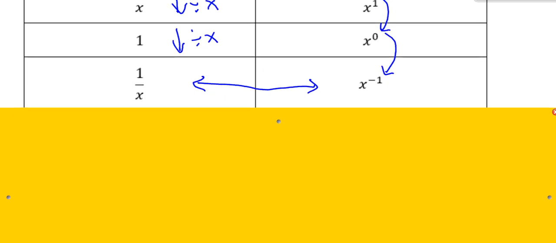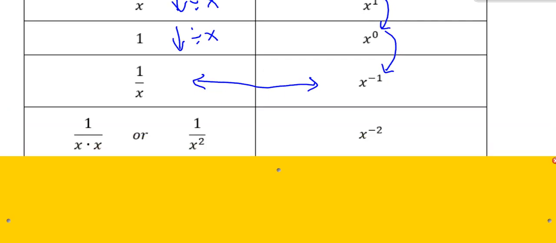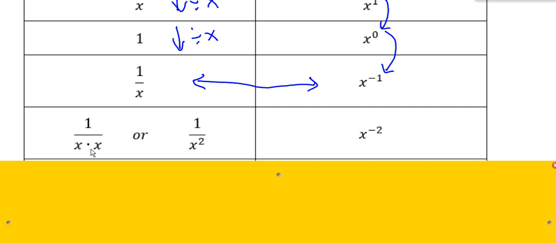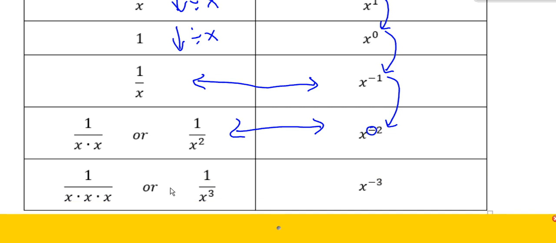And so let's just keep going a little bit. What if I divide by x again? Well, I would now have 2 x's in the denominator, which can be written as 1 over x squared. And if I follow my exponent pattern, I now have negative 2 as my exponent. So again, the negative exponent tells me that it's actually 1 over whatever else I have. And if I do one more example, divide by x again, now I have 1 over x times x times x, also known as 1 over x cubed, and you can see that the exponent here is negative 3.